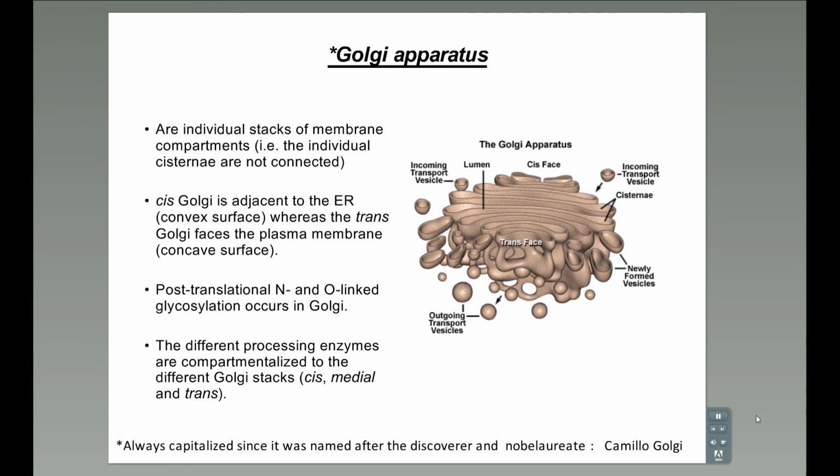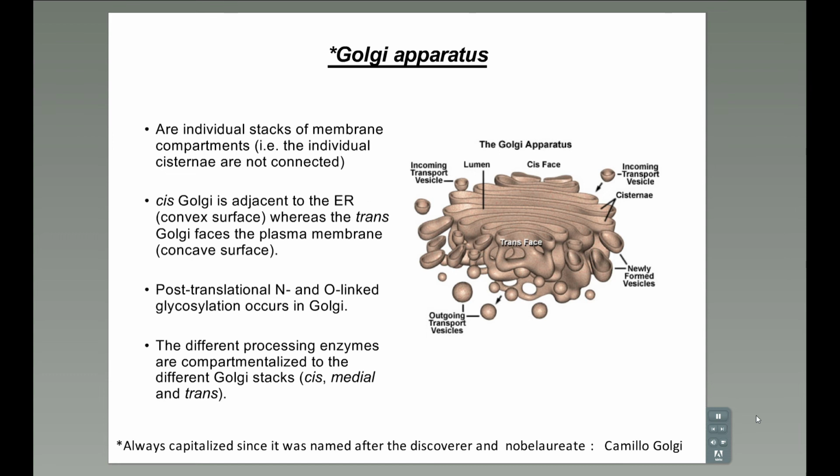The major function of the Golgi apparatus is to perform post-translational glycosylation. Both asparagine as well as serine and threonine linked glycosylation occurs in the Golgi. One of the advantages of having these individual compartments is that the cell positions enzymes in the different compartments to do certain jobs. So different enzymes are in the cis, the medial or the middle, and the trans Golgi.